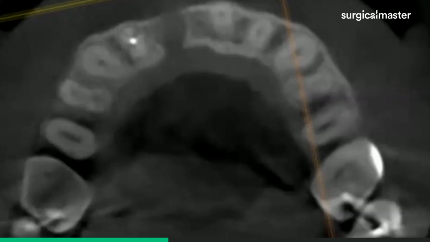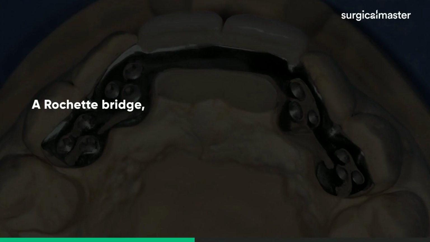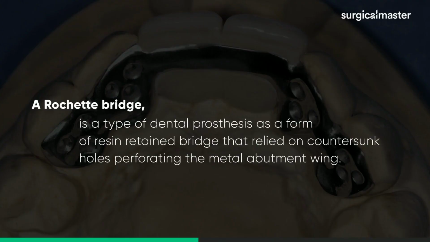Yeah, it was a pretty massive defect. So I would love to help the doctor here. So I would first, let's get some more information. By the way, a Rochette bridge, I just looked it up. I was curious, it is a type of resin retained bridge that relies on countersunk holes perforating the metal abutment wings. So I guess it's a type of Maryland. Sounds like.